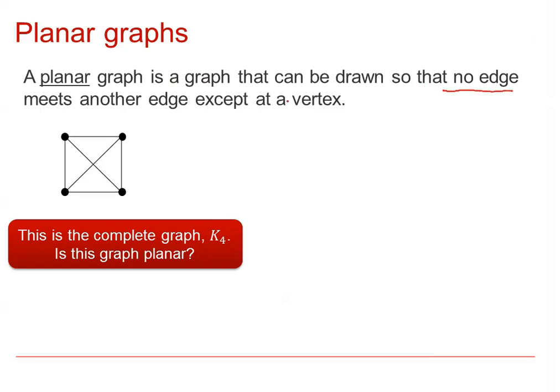A planar graph is a graph that can be drawn so that no edge meets another edge except at a vertex. So here we have a graph of the complete graph K4, and what we're asking is, is this graph planar? What this means is, can we redraw the graph so that the two edges in the middle of the graph do not cross? So there is an obvious one where we can draw 4 vertices around the outside. So we can draw one of the edges in the middle and then the other one around the outside. Therefore, the complete graph K4 is planar.